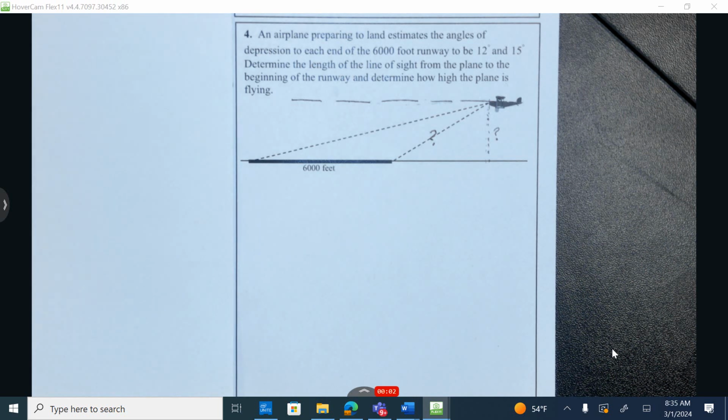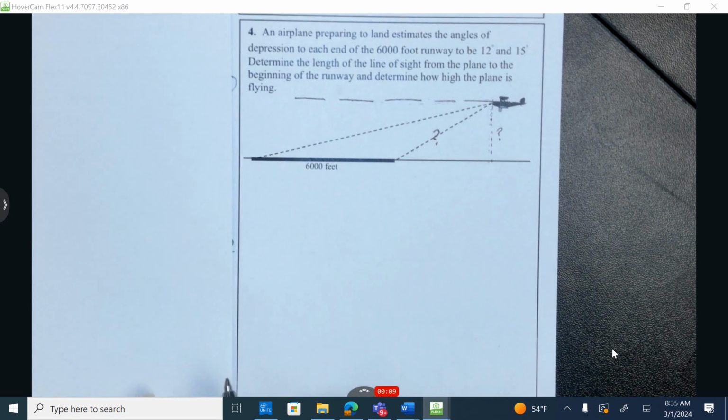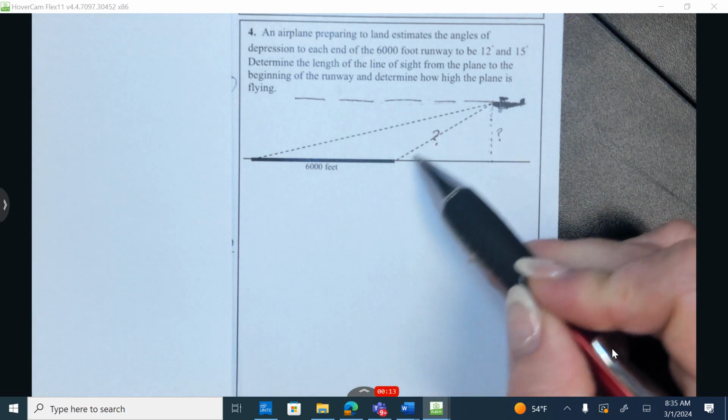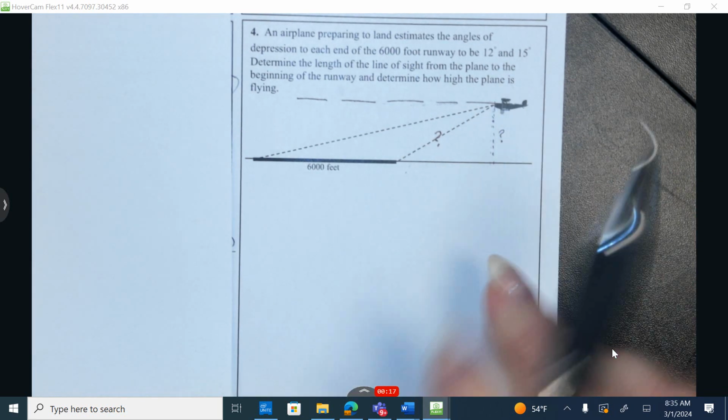An airplane preparing to land estimates the angle of depression to each end of the 6,000-foot runway is 12 and 15 degrees. Determine the length of the line of sight from the plane to the beginning of the runway and determine how high the plane is flying in the air.